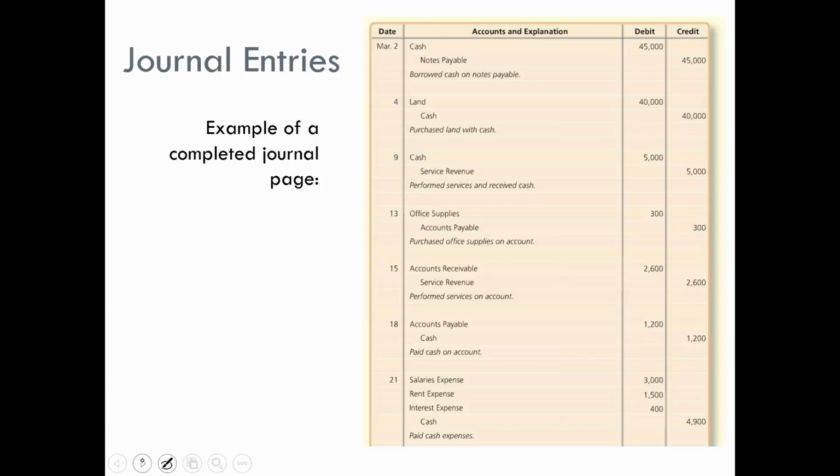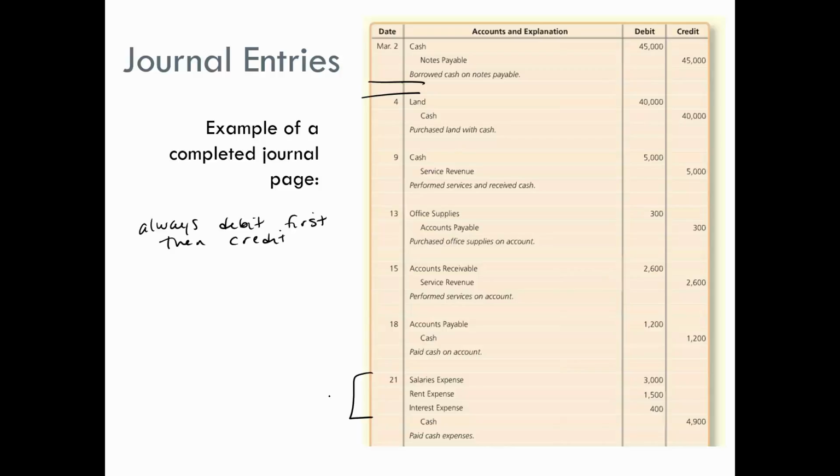So this is an example of a completed journal here. You can see a couple things. Again, we always write the debit first, then credit. I indent for the credit, and again, most of the time MyLab will do that for you. I don't leave any spaces in between. If you see a space here, that's indicating that you're starting a new transaction. So you wouldn't want to leave any spaces.